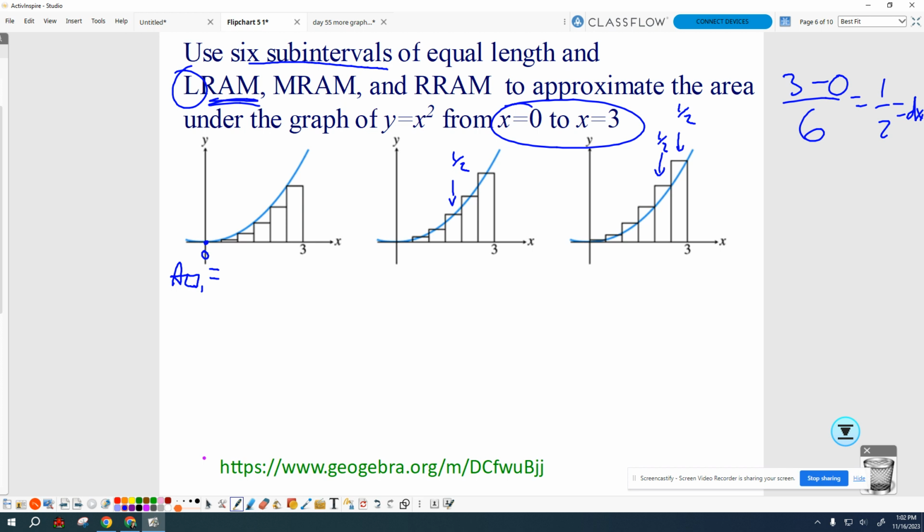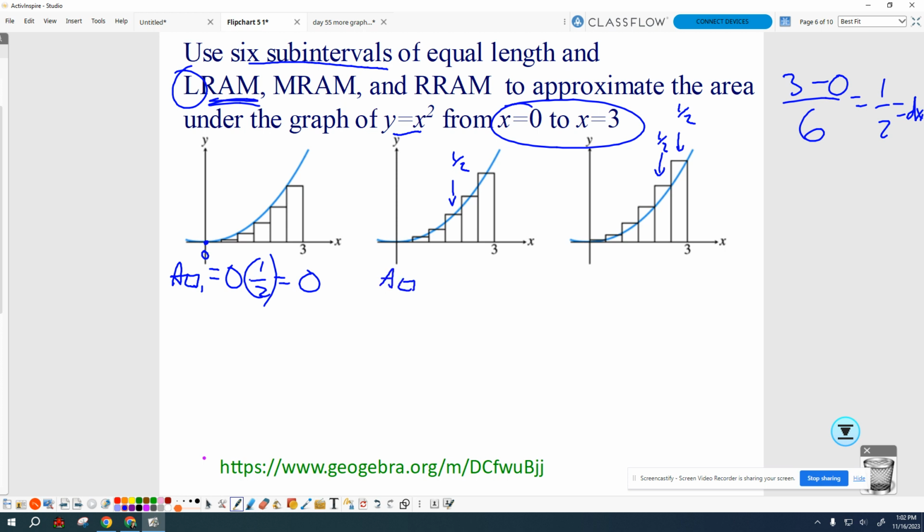Here, x was 0. I'm going to plug 0 into my equation, y equals x squared. 0 squared times the width. So using LRAM, that first rectangle had 0 area.